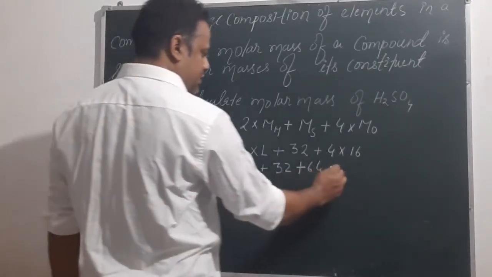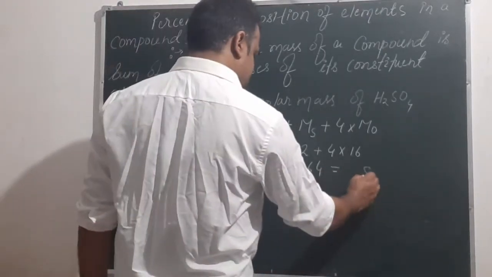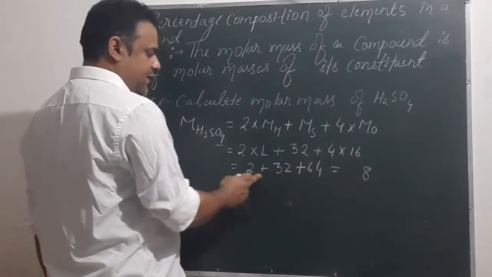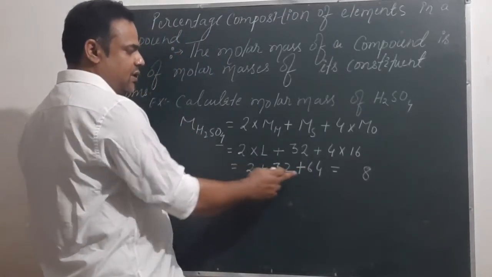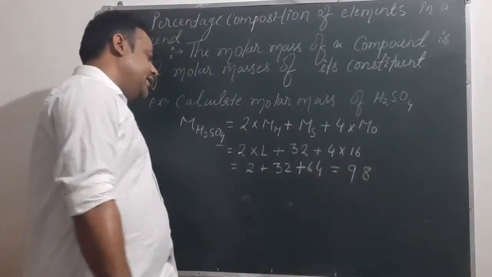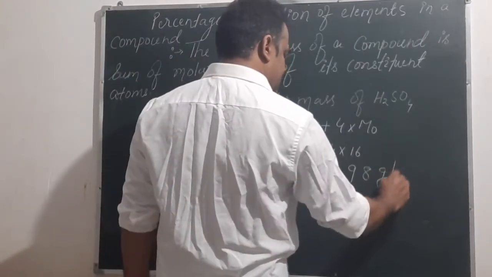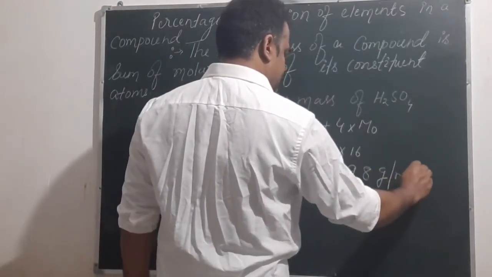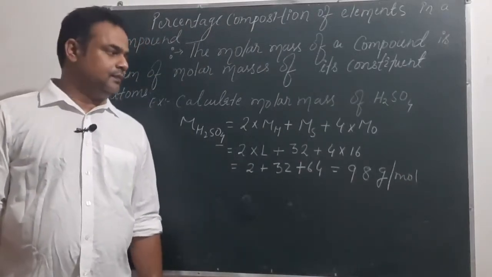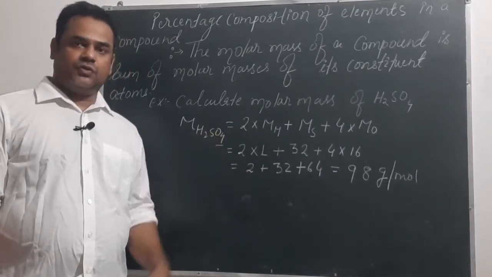If we add, 4 plus 2 is 6, plus 2 is 8. At the units place we have 8, and now if we add the tens place, 6 plus 3 is 9, and in the tens place here 0 is there. So 6 plus 3 is 9, no carry. So 98 gram per mole. So the molar mass of H2SO4 will become 98 gram per mole. Now we have to determine the percentage composition of each element in H2SO4.